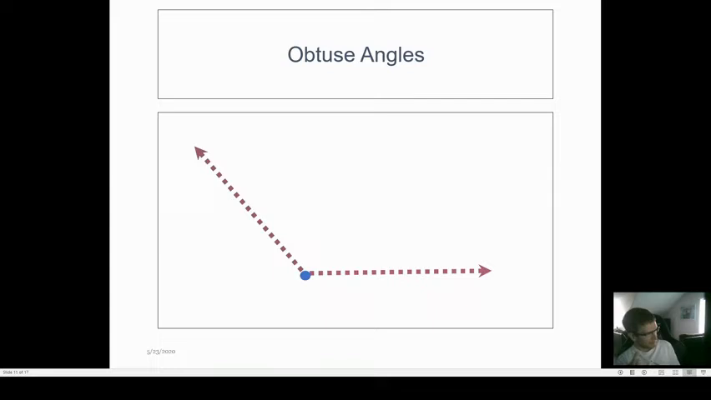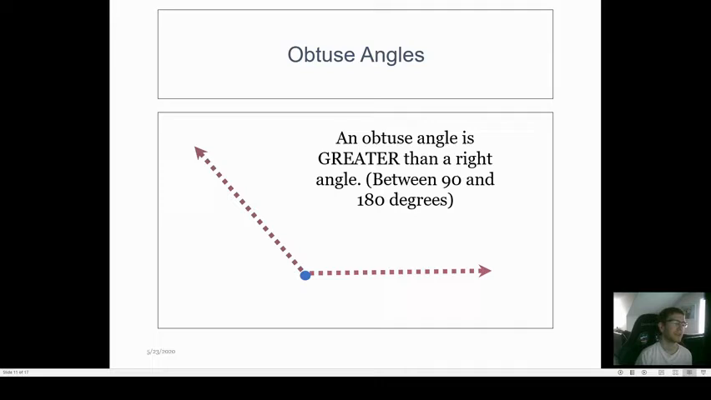So we got right angle, acute angle, and now we have obtuse angle. So obtuse angles are angles that are greater than a right angle. These are the ones that are between 90 and 180 degrees. Really you need to think about that these are actually between 91 and 179. And you'll see why, because a 90-degree angle is a right angle, not an obtuse angle.